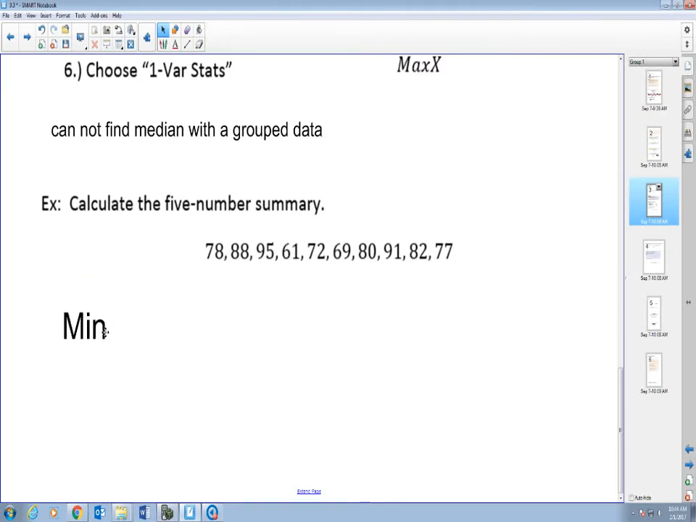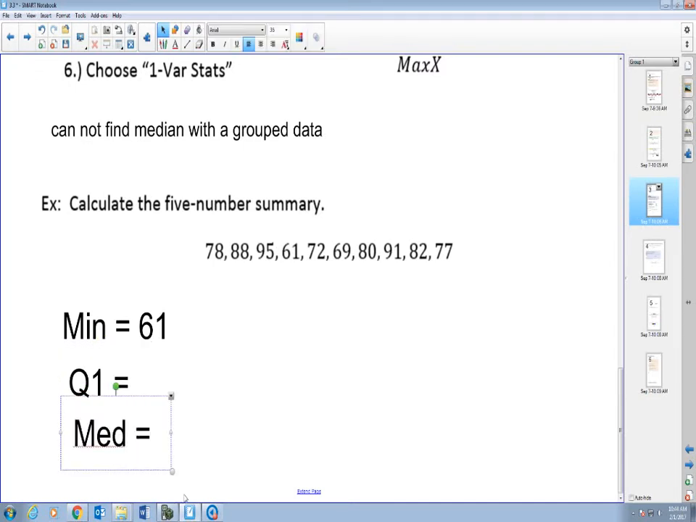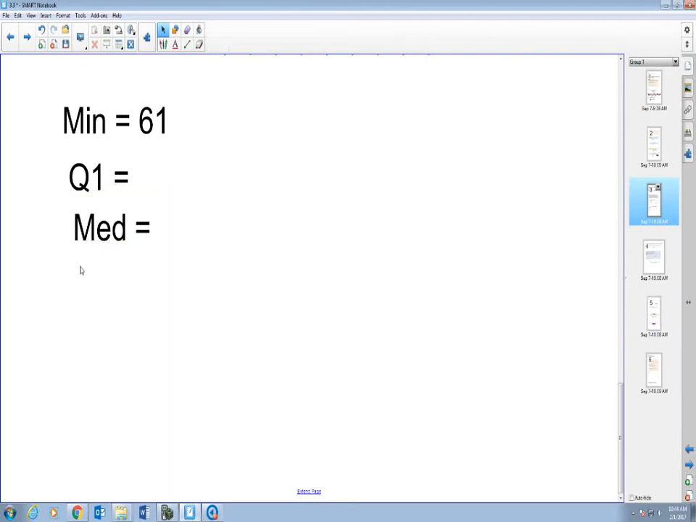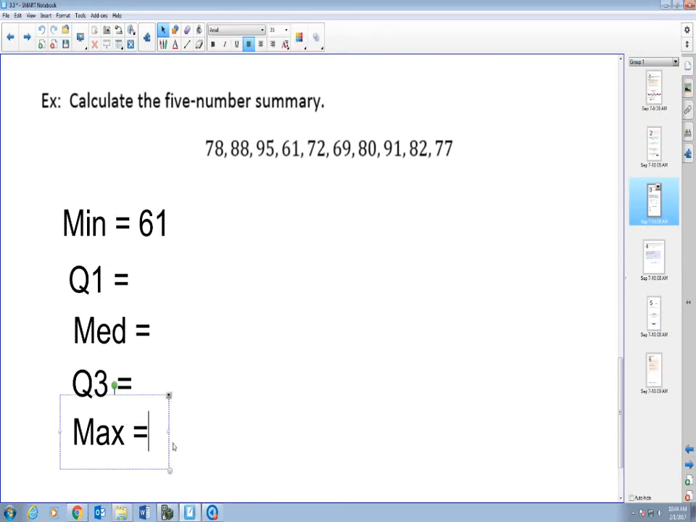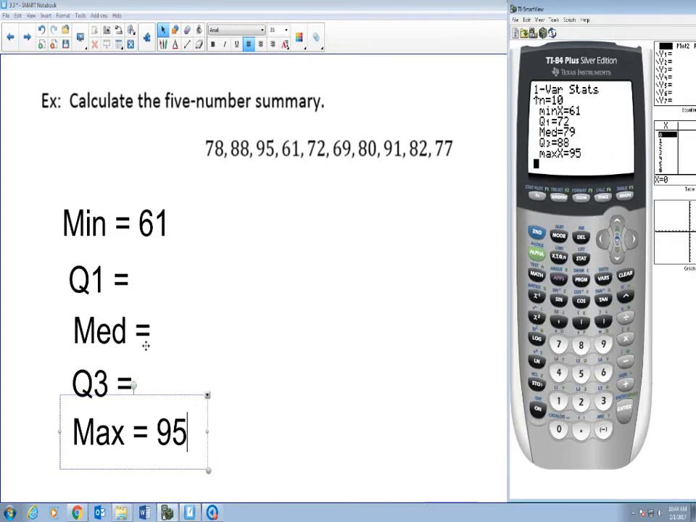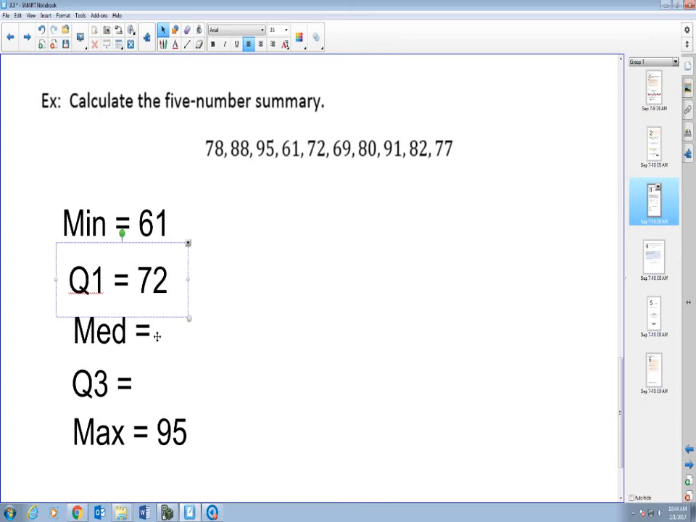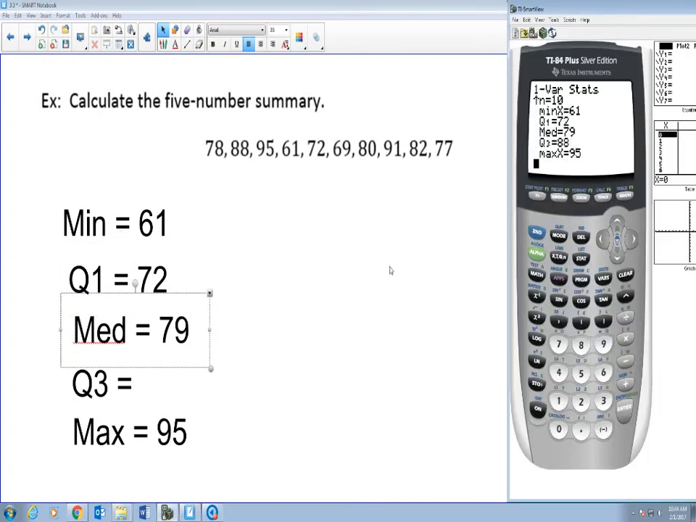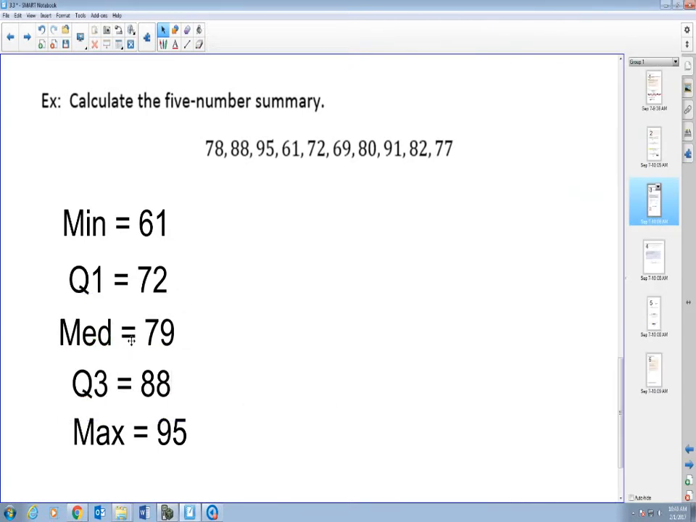Alright, your minimum is 61. Q1, the median, Q3. There's no Q2; Q2 is your median, basically. And your maximum X value. I'm going to write it down. The maximum was 95. Q1 was 72, median 79, and Q3 was 88. Alright, your 5-number summary.